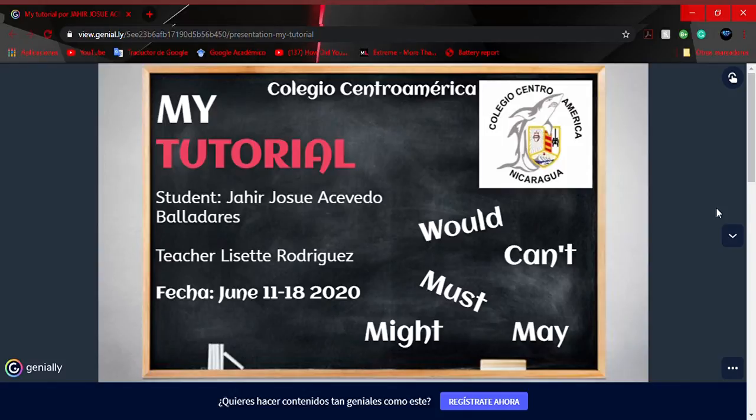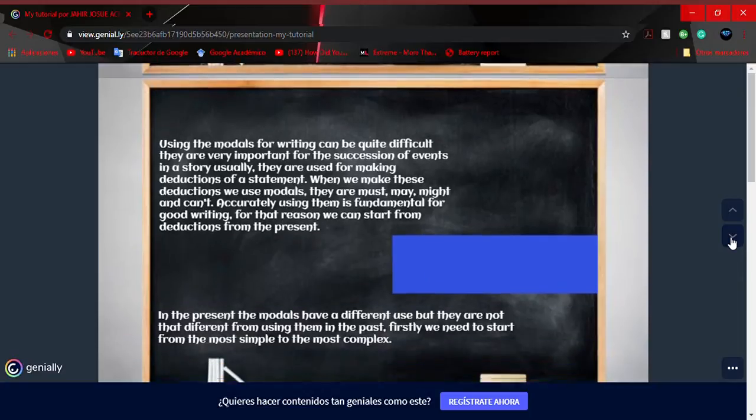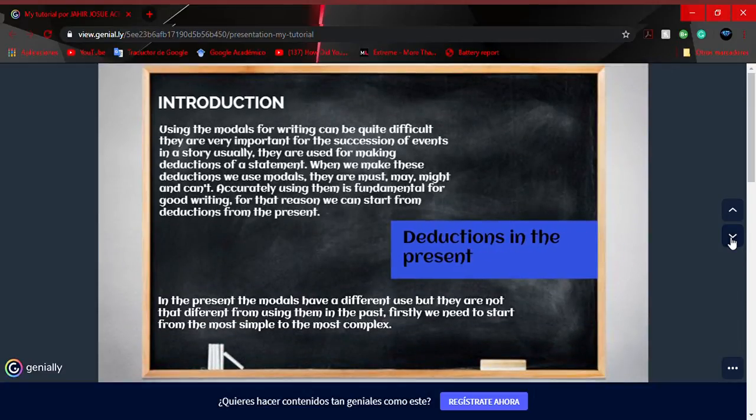Like for example, my brother has disappeared. Then I could say a deduction: your brother must be in that creepy old house with his friends. But we are going to talk right now about the modals. Modals express the possibility that something can happen, that we are sure it can happen, or that we are sure it cannot happen.